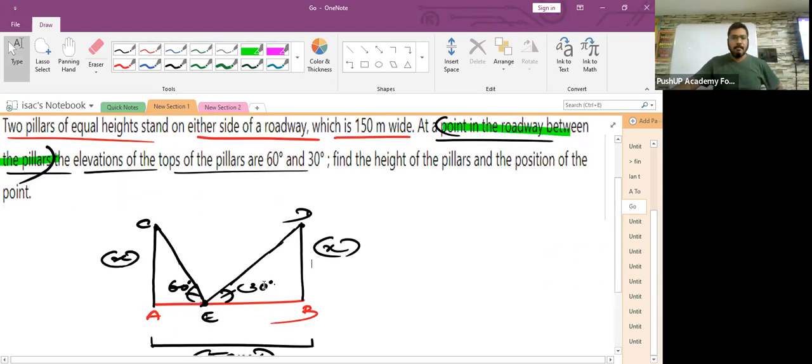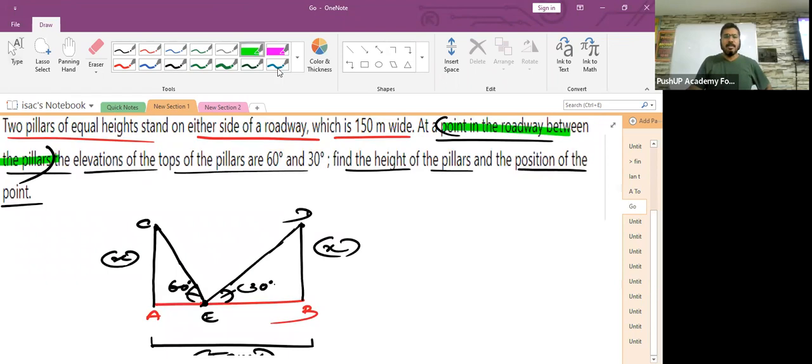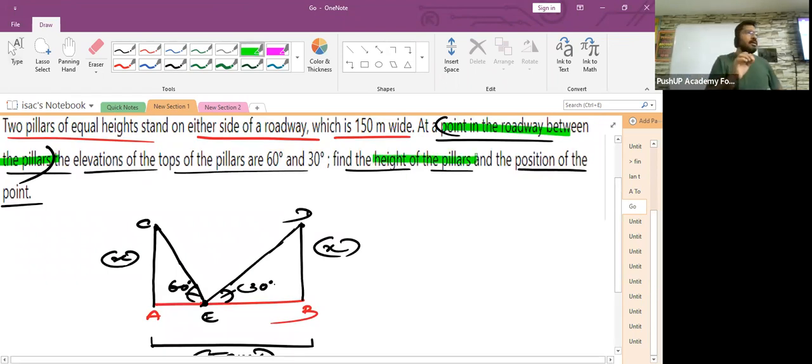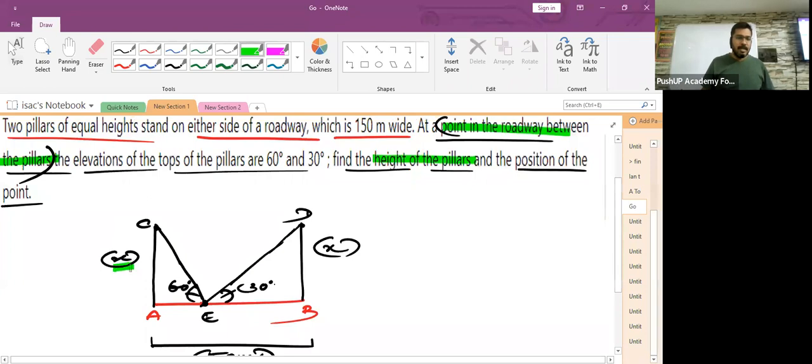150 meters. Now, what is the question to be solved? Find the height of the pillars and the position of the point. Okay. Children, we will focus only on the first question, that is the height of the pillars. Let's find out the height of the pillars. That means you can find either AC or BD because both are equal in height.